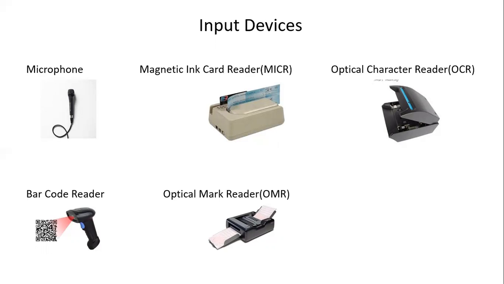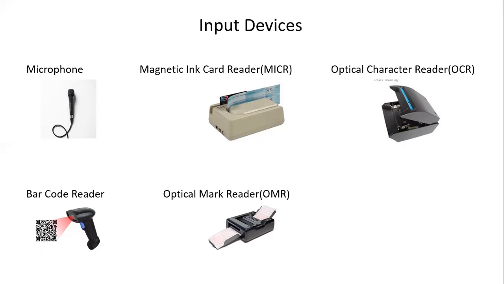Next is magnetic ink card reader. It is generally used in banks as there are a large number of checks to be processed every day. The bank's code number and check number are printed on the checks with a special type of ink that contains particles of magnetic material that are machine readable. So a MICR is able to read a special type of ink, and that ink is used to print certain numbers on the paper, for example, the check number.